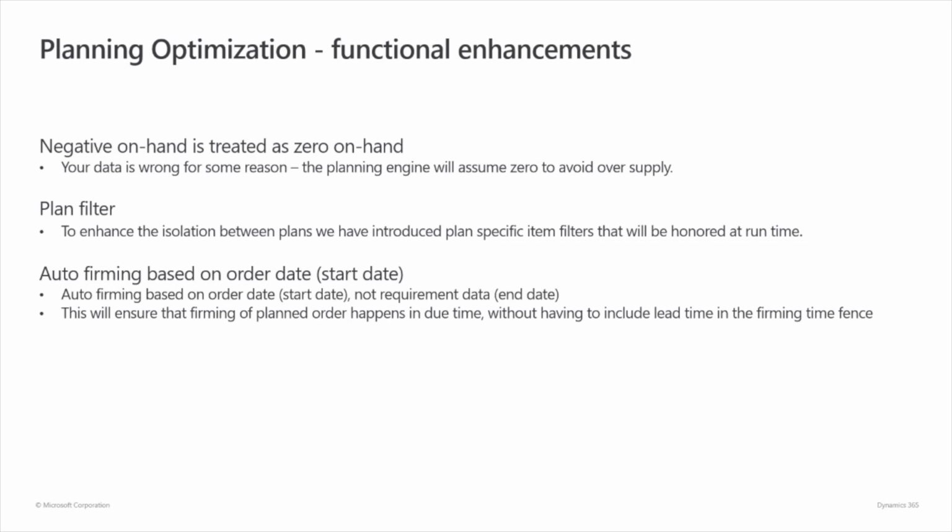Auto firming is based on orders. The important thing to understand is the difference. With the traditional or built-in MRP engine, it's always the requirement date, and it goes backward, and your firming time frames have to be more than the lead times to ensure that you are able to do that. But planning optimization service looks at the order date as the start date from today, and not the requirement date. So it happens within the due time, and you don't need to include the firming time frames for it.